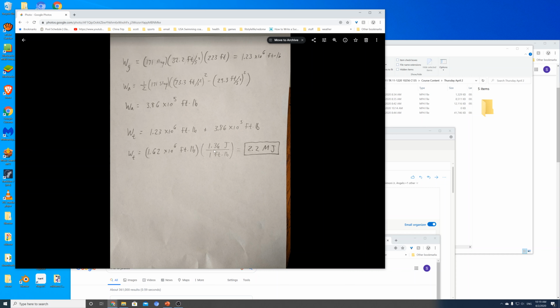I go through the conversion from foot-pounds to joules, and then I come up with 2.2. And I could put a zero here too. I didn't put that, but I could put a zero here for three significant figures, megajoules. Okay? And that is the end of that one.